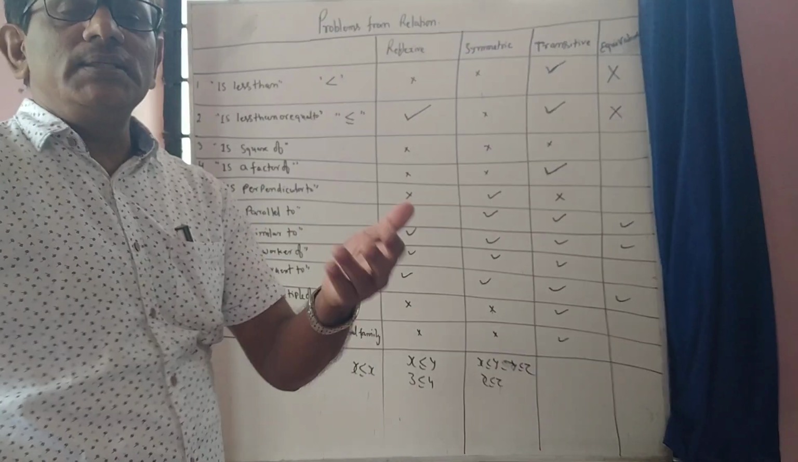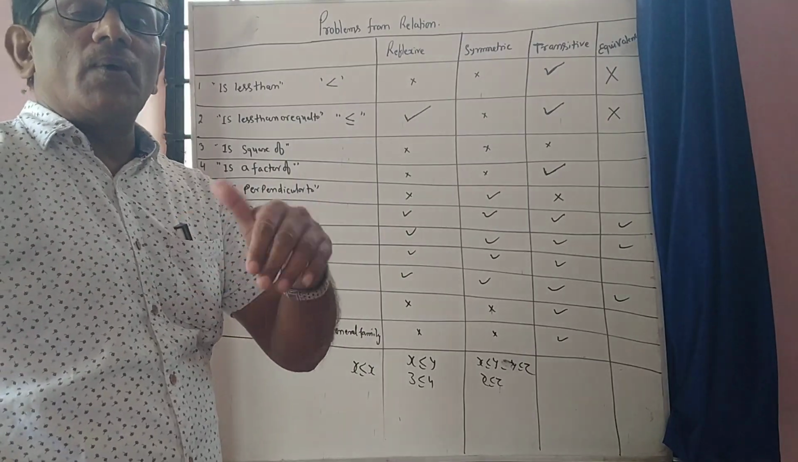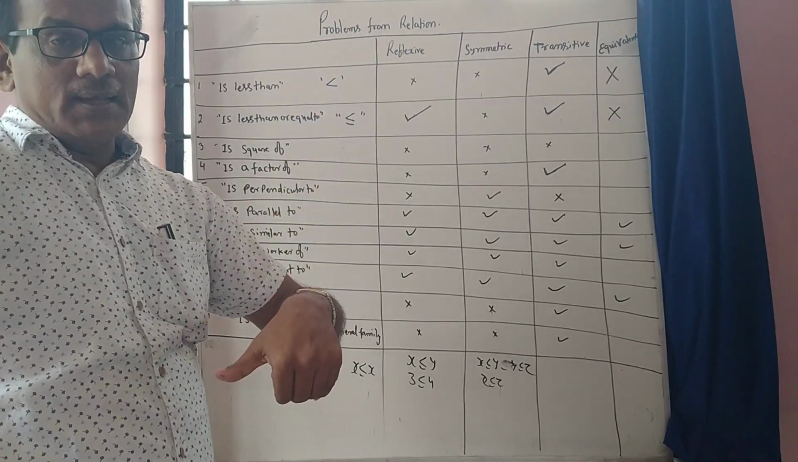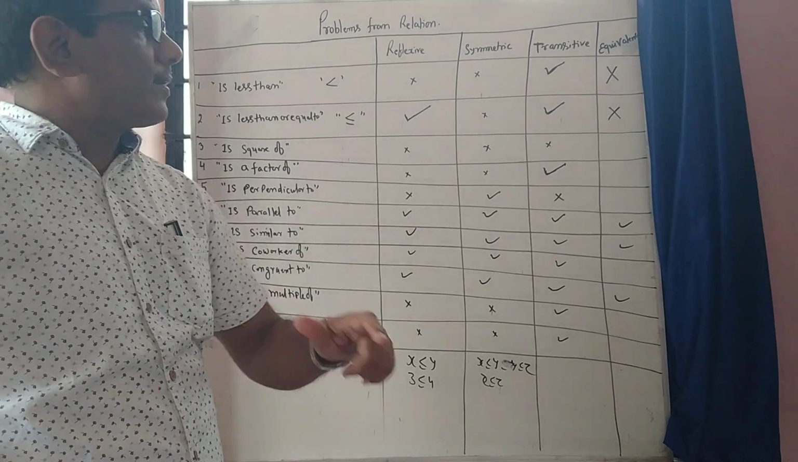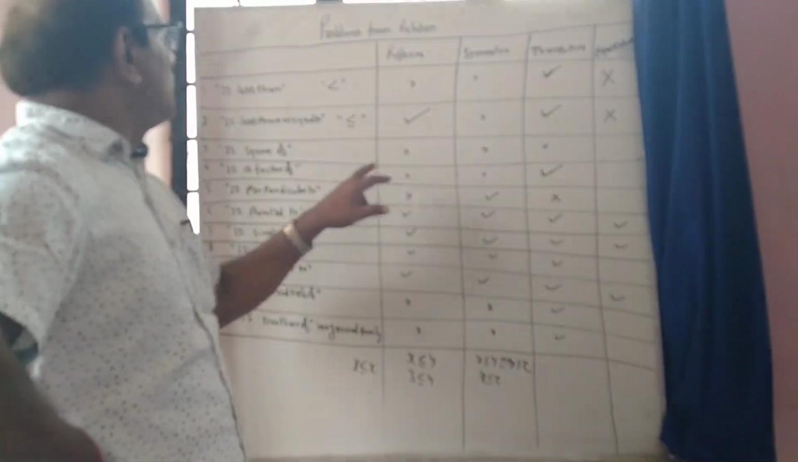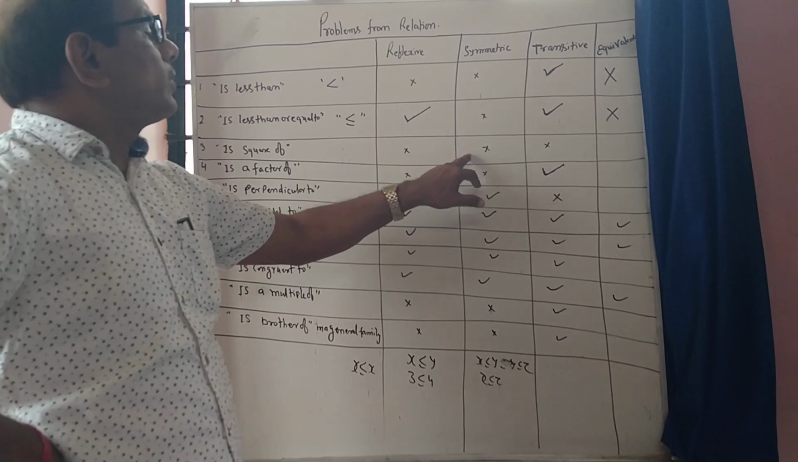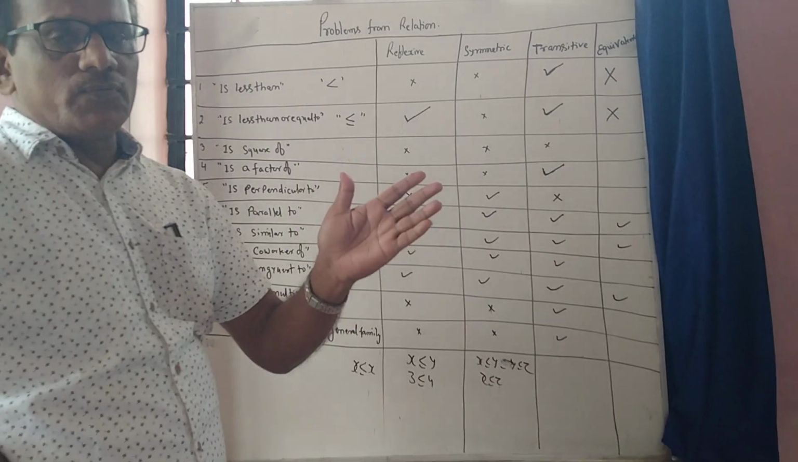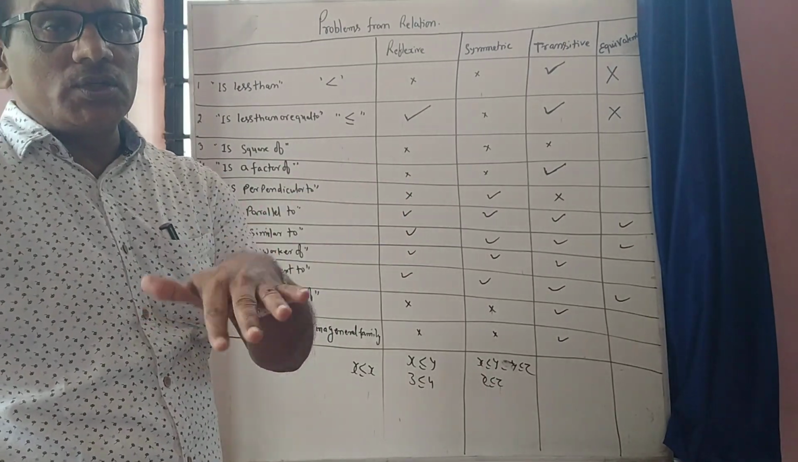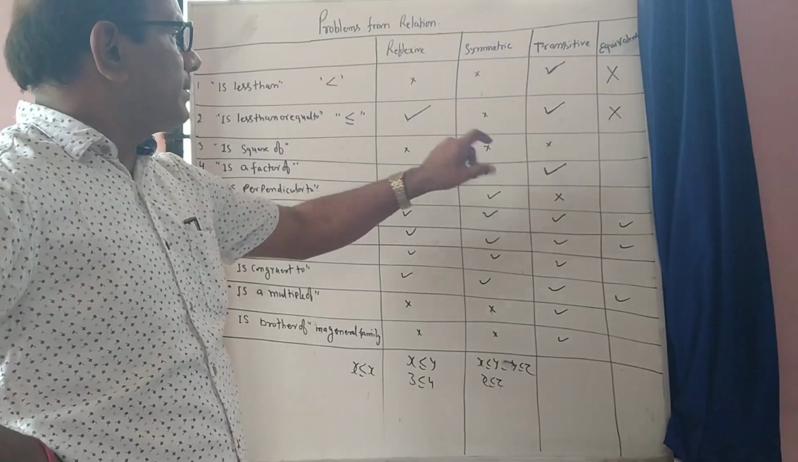Such a relation cannot exist at all. X has a relation with Y and Y doesn't have a relation with X. But if it is the same relation, then only it is a symmetric relation. So that's why 4 is a square of 2, but 2 is not a square of 4. 9 is a square of 3, but 3 is not a square of 9. So it is not symmetric.